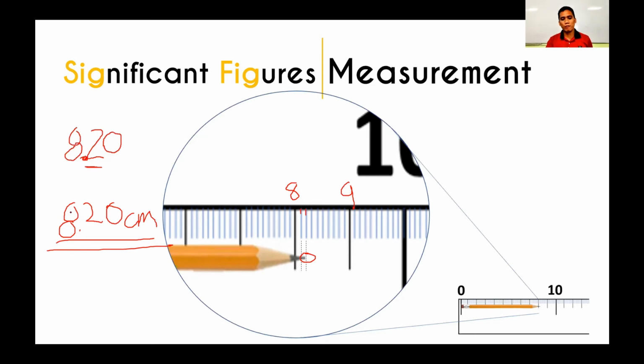So remember, your estimated value is a place value after your calibrated value. In this case, the calibrated value is in tenths or 0.1. Therefore, your estimated value should be a place value after the calibrated value, which is the hundredths place. Okay?